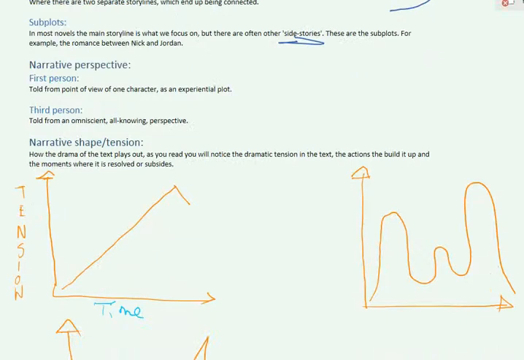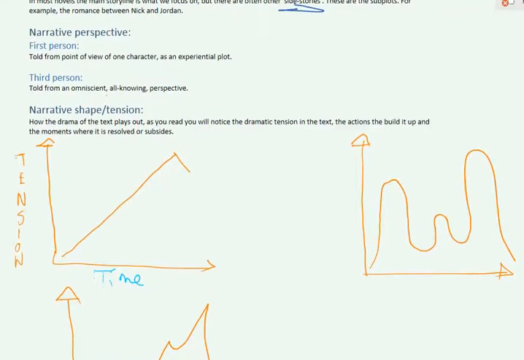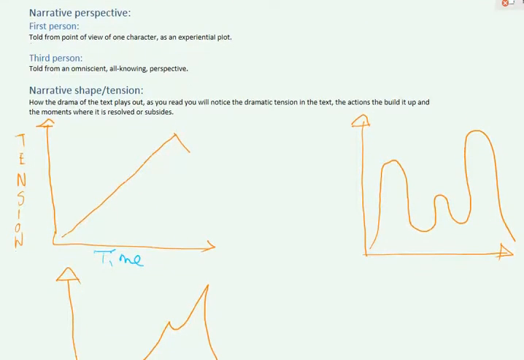Now, if we talk about narrative perspective, all right, that's the perspective the narrative is being told to the audience from. Two options, really. First person, which is told from the point of view of one character. It's an experiential plot. I've used the word experiential. Basically, it means based around the experience of that one person, and everything is centered from them.